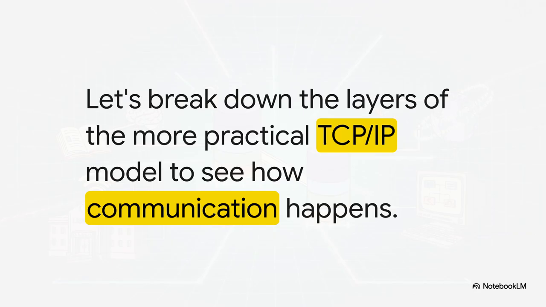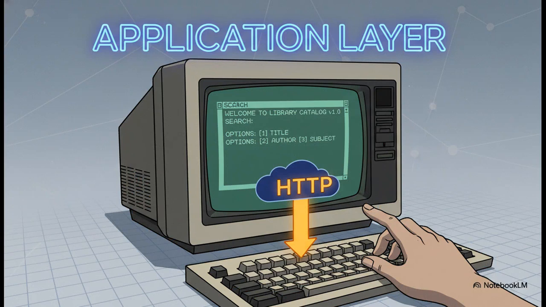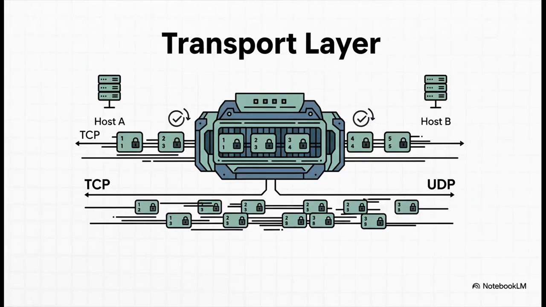Let's look at its layers. It's all broken down into 4 distinct layers, and each one has a very specific job to do. Up top is the application layer. This is where your library software actually interacts with the network. Next, the transport layer. Its whole job is making sure data gets there reliably and in the right order.